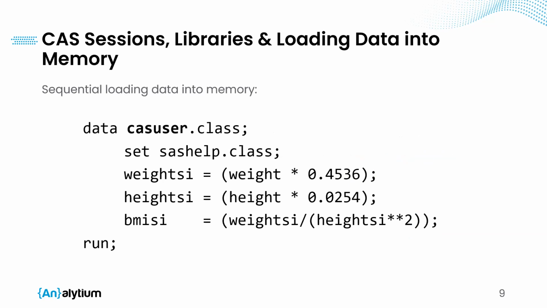The alternative way is to do a sequential load, which is just by replacing one of your lib names, your outbound lib name, with a CAS user or the CAS lib. It's slightly less efficient. This data will be loaded sequentially, and I can sort of show how that works.